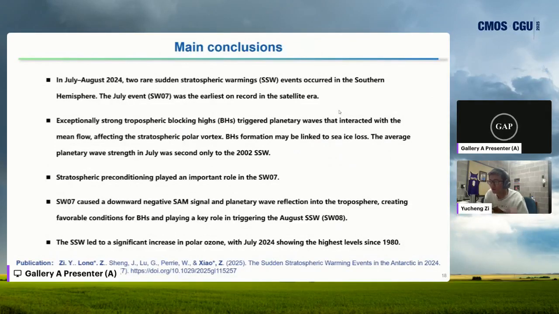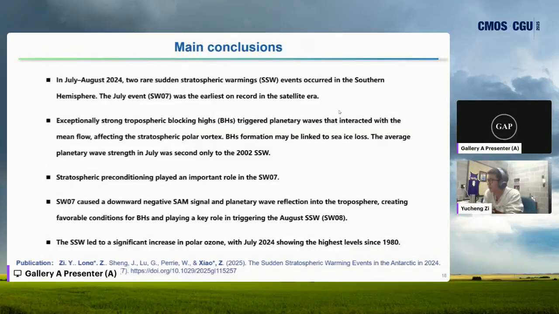Are there any online? Okay. No questions online. I have one quick question about your final point regarding the increase in the polar ozone. Is that simply a function of a larger amount of transport of ozone into the high latitudes from the mid latitudes, or is it a change in the temperature of the polar vortex and therefore changes in the production of ozone consuming catalysts? Oh yeah, it's a good question.